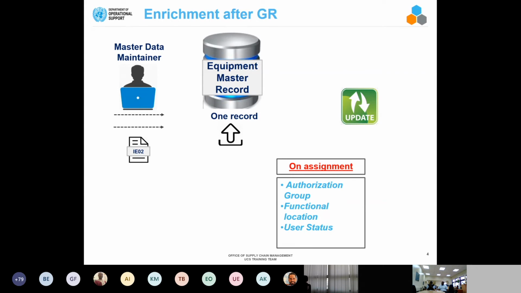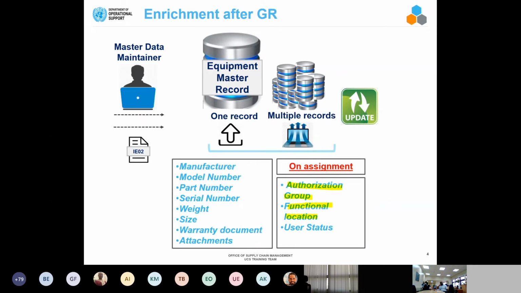For example, this is very important to indicate the authorization group. That is another way to tell the system who is responsible for maintaining or managing this element, this item. Function allocation, very, very important, because it will tell the system where the equipment master record is located. So it is essential to know where it is and for later physical verification. And then the user status can be maintained. And additionally, there is another list of fields that can be maintained in the system and should be maintained. That will depend also on the type of equipment. But in general, we can see, for example, manufacturer, model number, part number, weight, size, warranty document, etc.